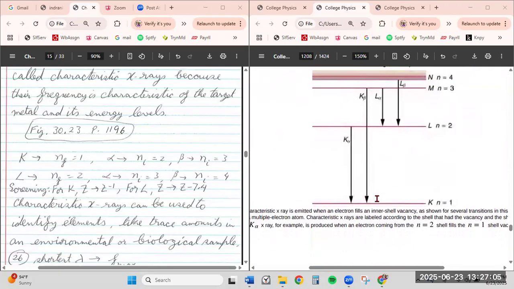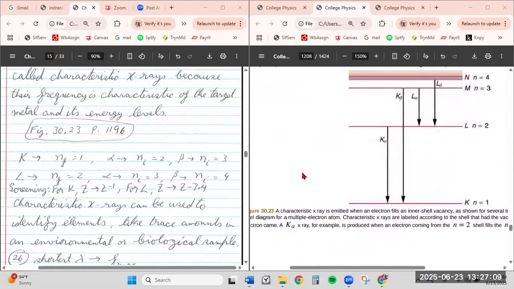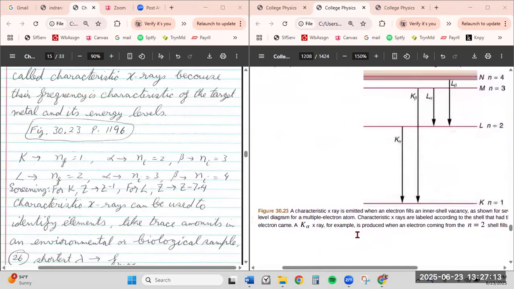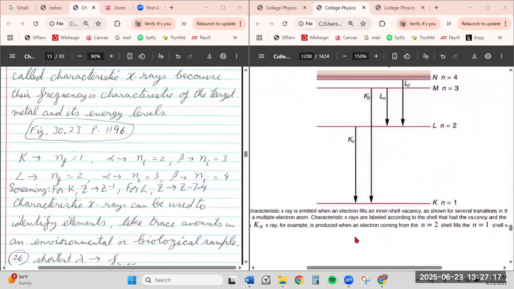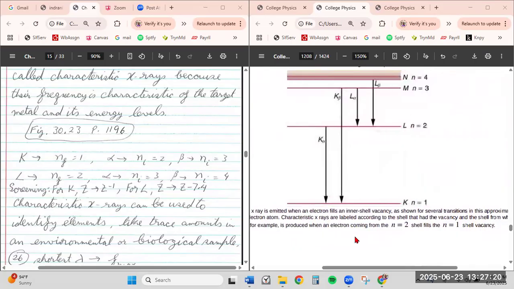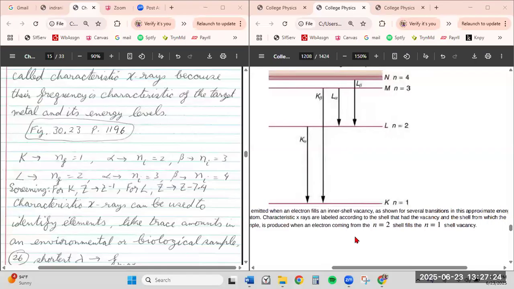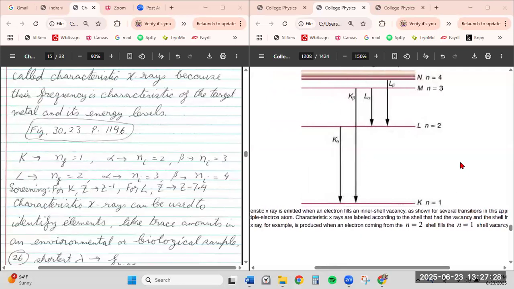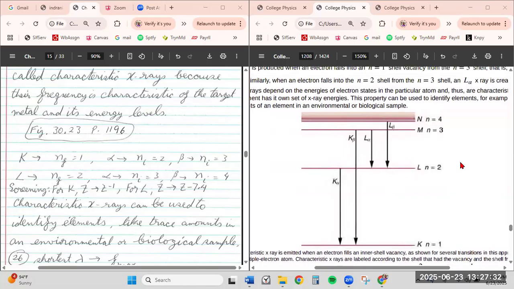Now, these are the transitions involved in producing the characteristic X-rays. A characteristic X-ray is emitted when an electron fills an inner shell vacancy. So these are like orbits closer to the nucleus. If the atom of the metal target makes a transition from the ground state n equals 1 to one of these excited states, 2, 3, 4, etc., then the atom stays in those excited states for a bit and then eventually falls back to a lower energy state.